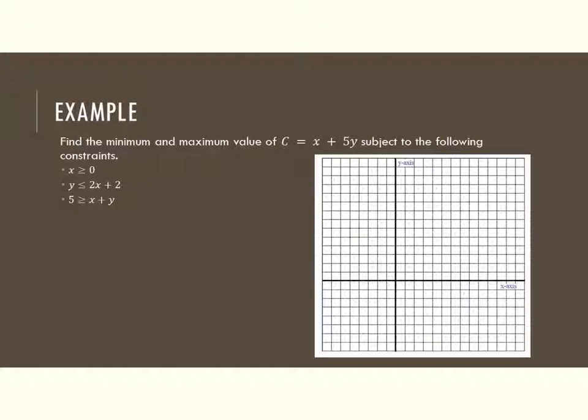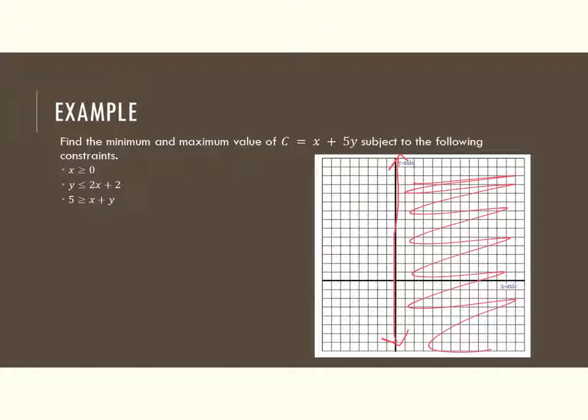Alright, this time we're finding the minimum and maximum value of c equals x plus 5y, and this time it has 3 constraints. So if we start with x equals 0, the line x equals 0 is the y-axis, and we want to shade that one to the right because we want all of the x's that are greater than 0.